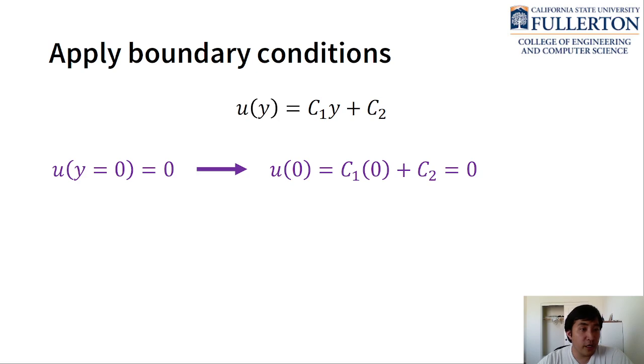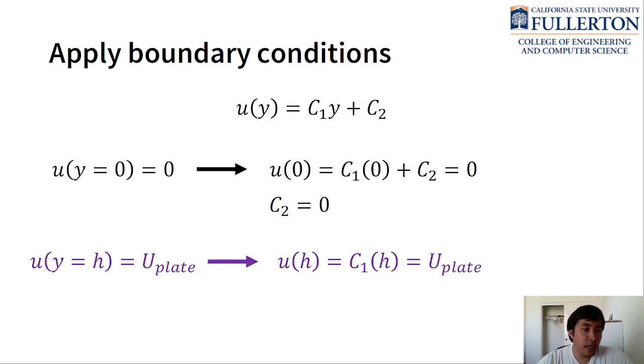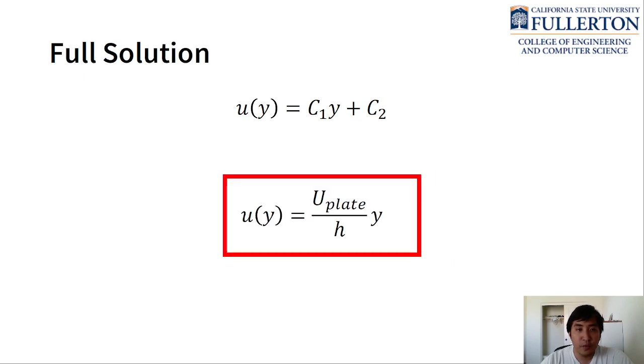Our first boundary condition is u of 0 equals 0. We plug y equal to 0 into our equation and set the whole thing equal to 0. By doing that, we find that c2 is equal to 0. Our other boundary condition is that the velocity at the top of the plate is equal to u plate. So we set y equal to h and set that equal to u plate. What we get from this is that c1 is equal to u plate divided by h.